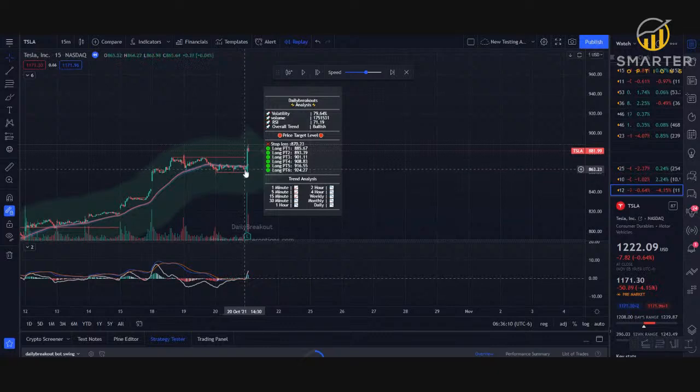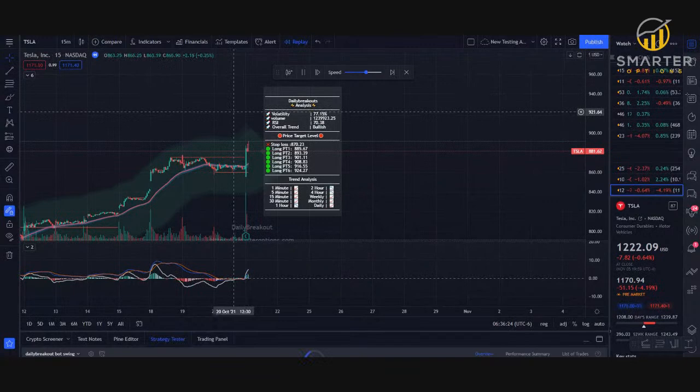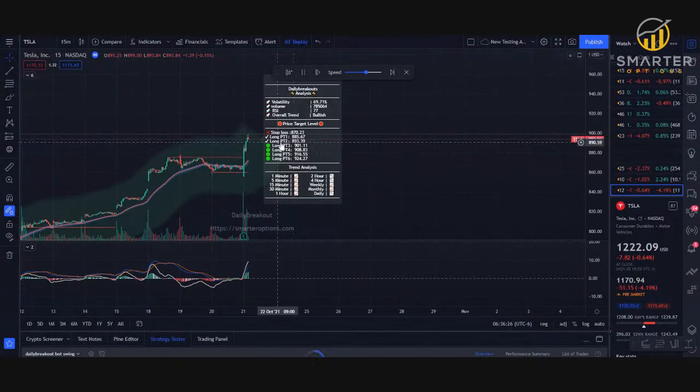Okay. So here, had to jump up. It shows your previous resistance of 870, or that's where it broke out of. Okay, so that's your stop loss. And now it's giving you targets. Let's see how it does. Target 1 hit, target 2 hit.